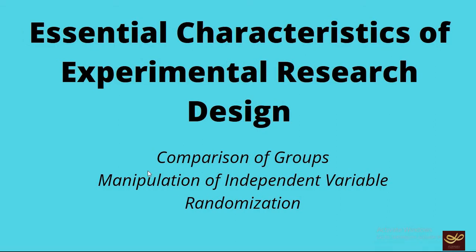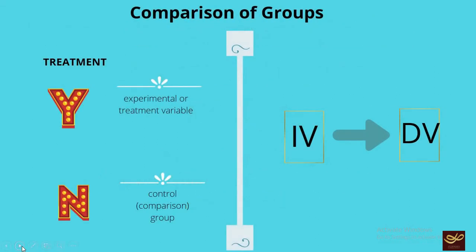What is then comparison of groups? In a quantitative research design, essentially you are comparing groups. One, which is the experimental group, and the other, which is the control group. The experimental group receives a treatment, while the control group, essentially, no treatment is given to it.